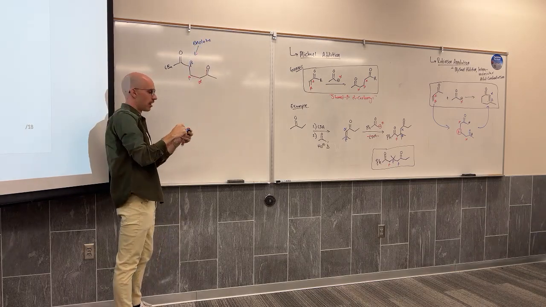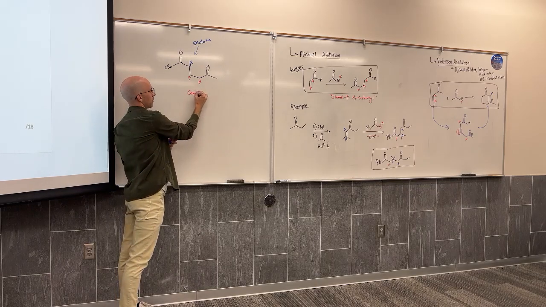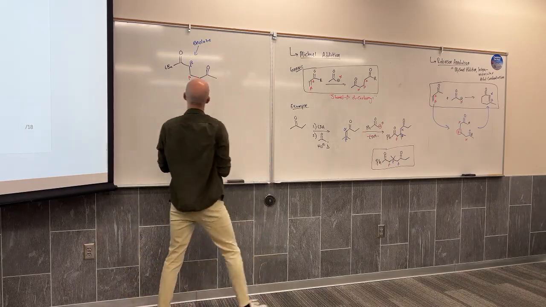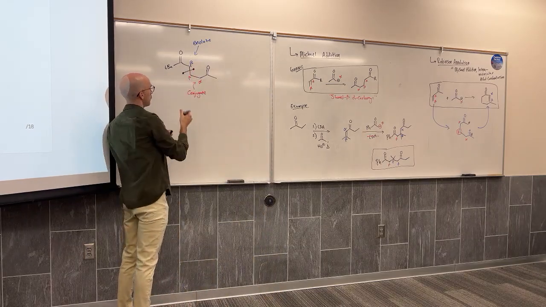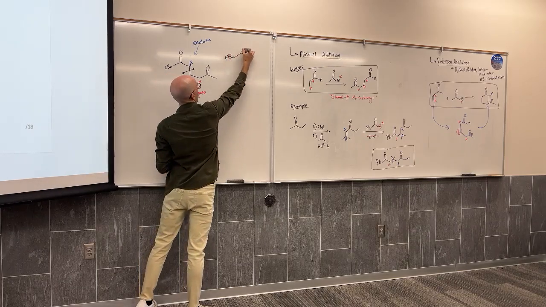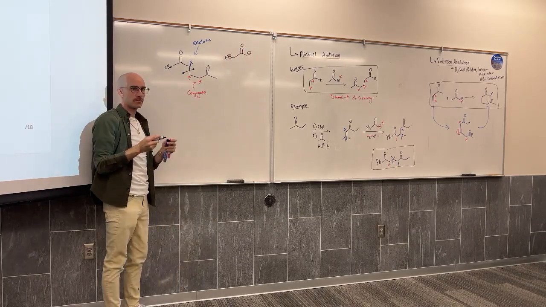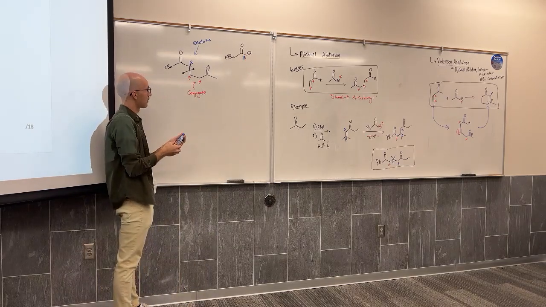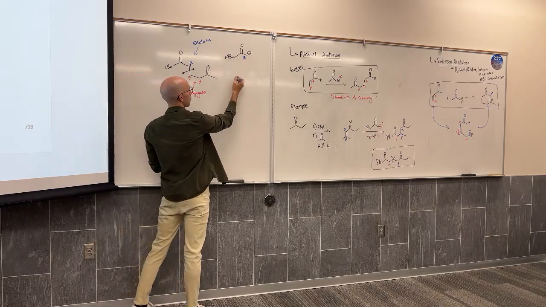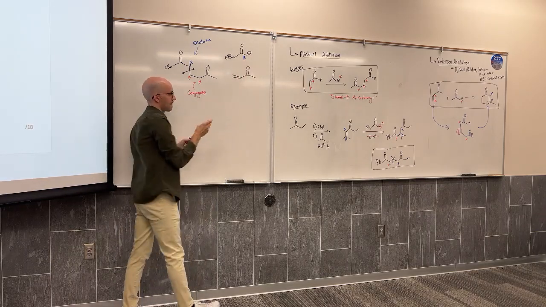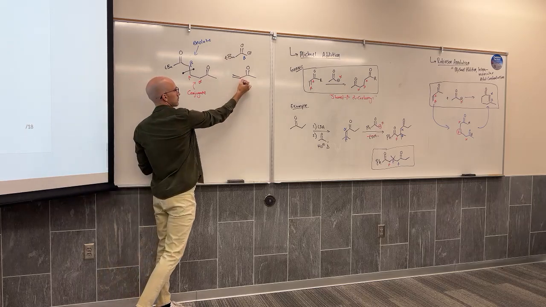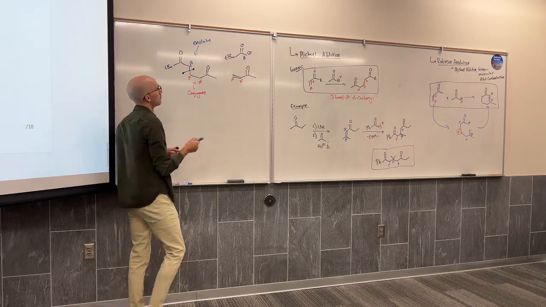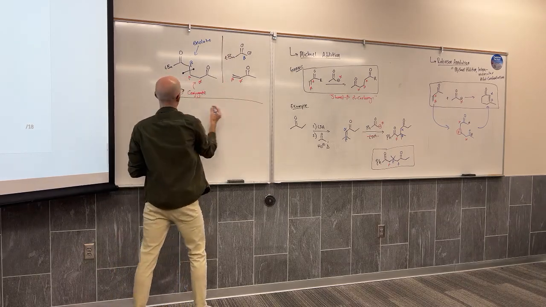The enolate makes the bond to the conjugated carbonyl. So I need to break this bond. That's my enolate. And it's going to attack my conjugated carbonyl. Is that the only way to make this final product?